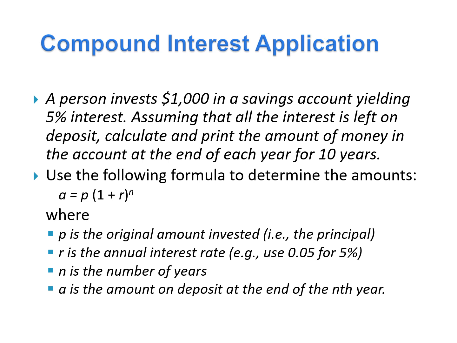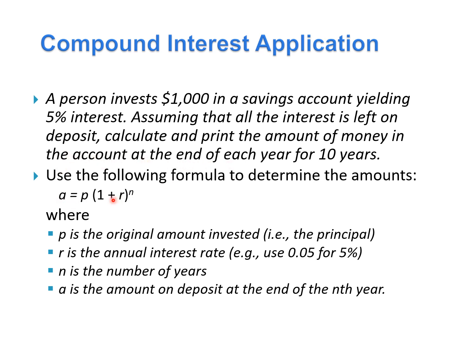The second example of a complete Java program with the for statement is the compound interest application. This application is to solve the following problem. A person invests 1,000 in a saving account yielding 5% interest, assuming that all the interest is left on the deposit. The problem is to calculate and print the amount of money in the account at the end of each year for 10 years. So here you can use the following formula to determine the amount on deposit in the account at the end of each year.